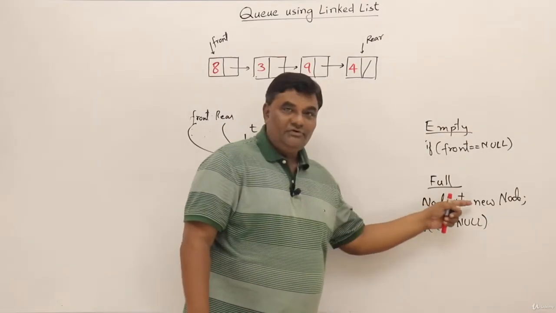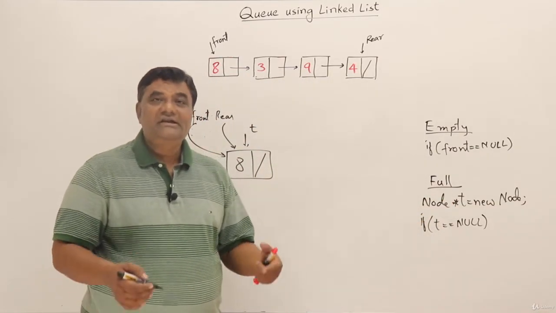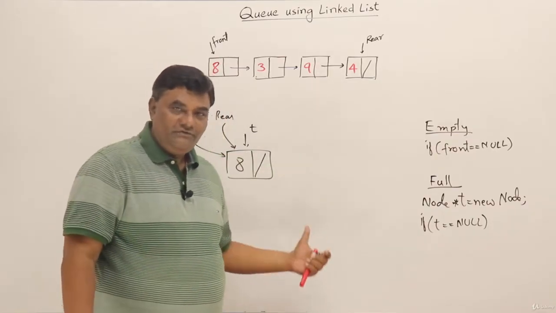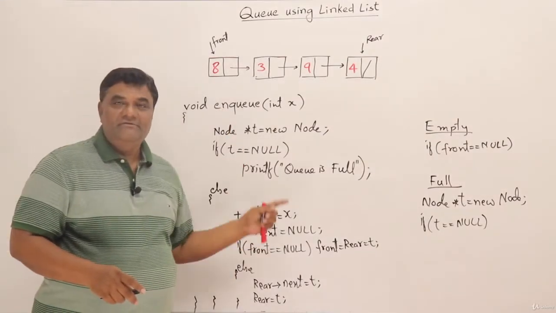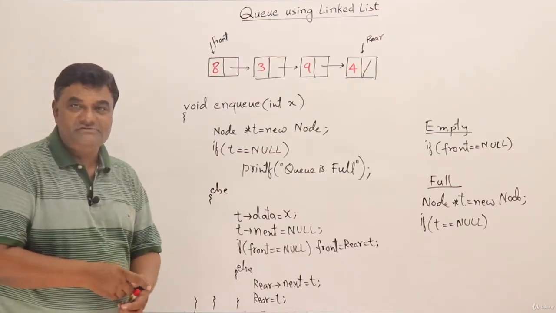So here create a new node. If a node is not created, then queue is full. Actually heap is full, so queue is full. Now let me write down enqueue function, that is insert function, and show you. Here I have an enqueue function. Already I have written the function. Let us study this function.